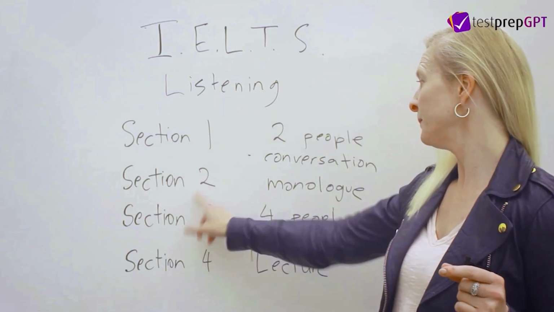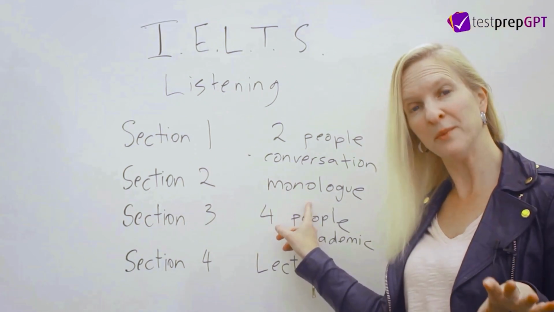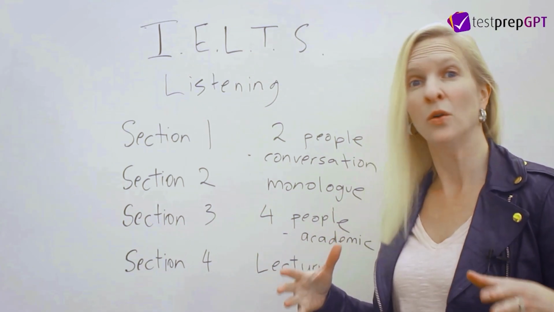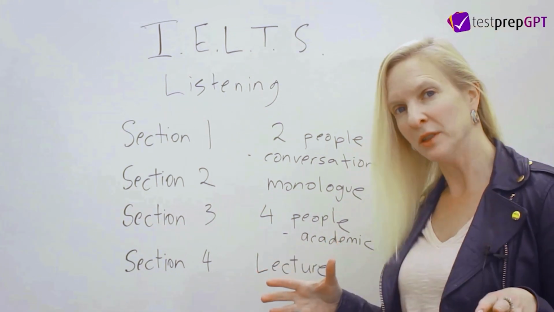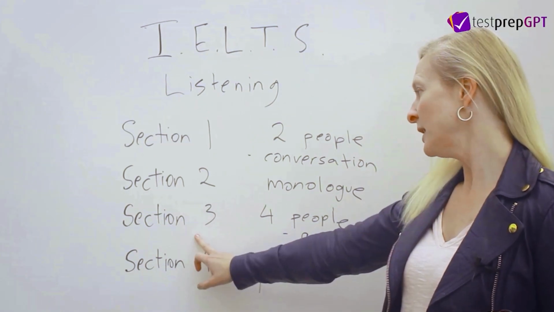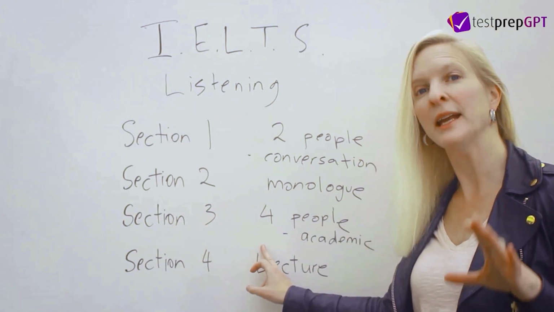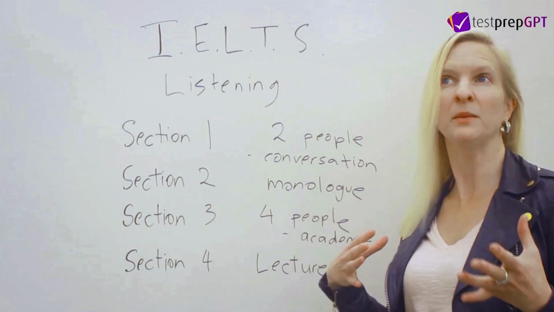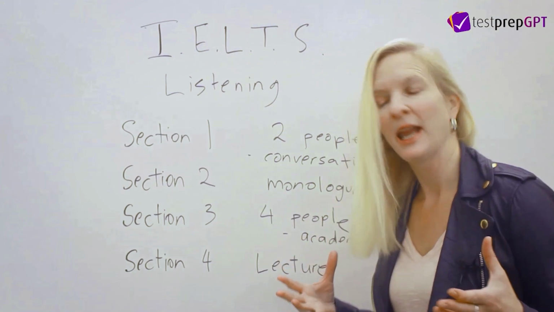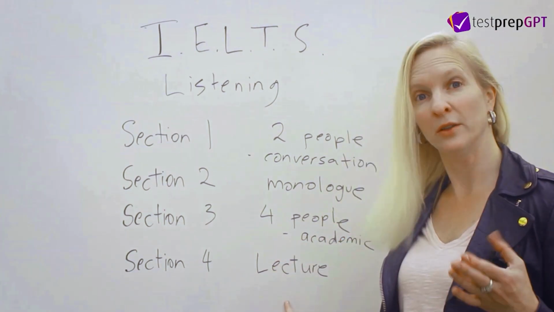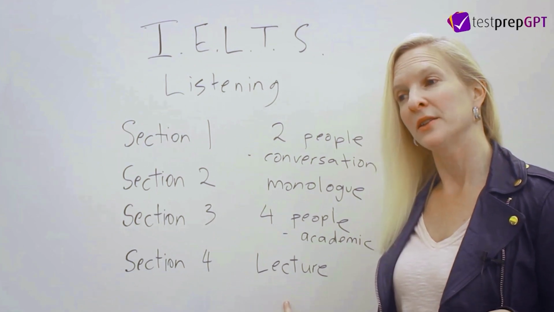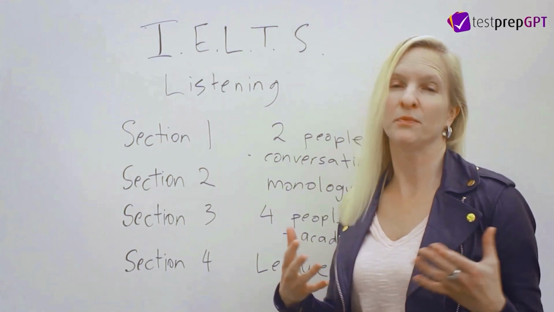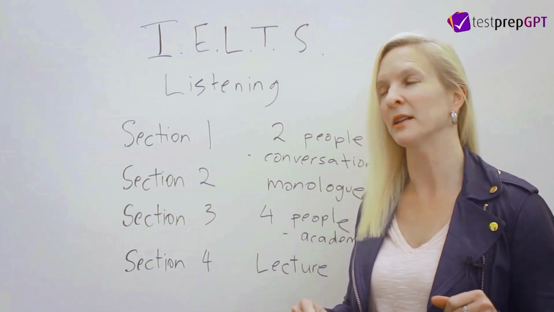And in section 2, you'll hear a monologue. So you'll hear one person talking, maybe describing a location or describing a country or a region. So a general topic. In section 3, you will hear 4 people speaking on an academic topic. So at that point, you'll hear more voices, probably male, female voices, different accents. And in section 4, you'll hear a lecture on an academic topic. So a lot of people find section 4 the most challenging because it's more technical, it's not a general subject.